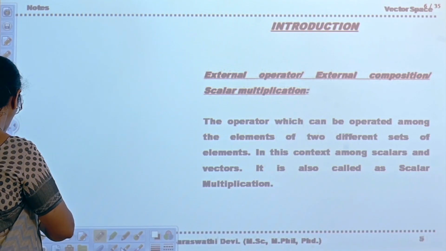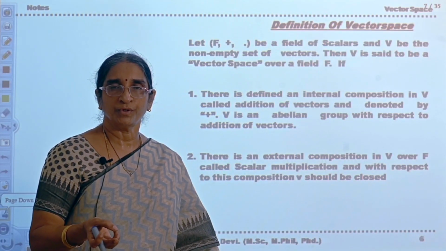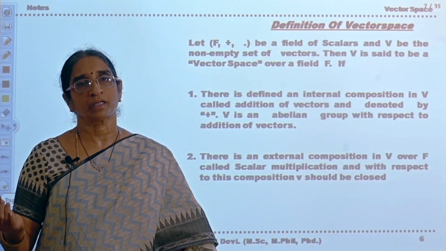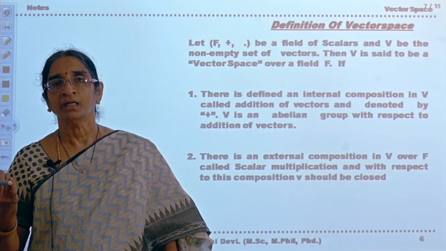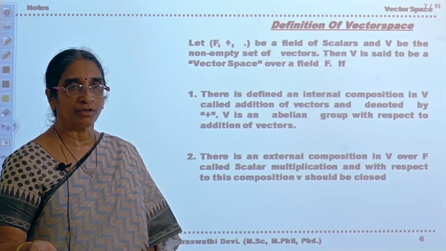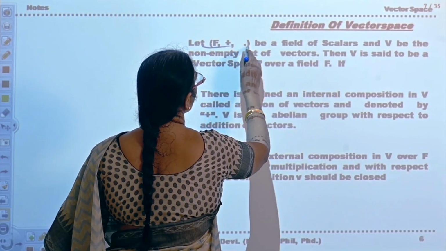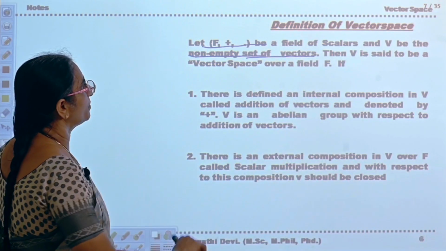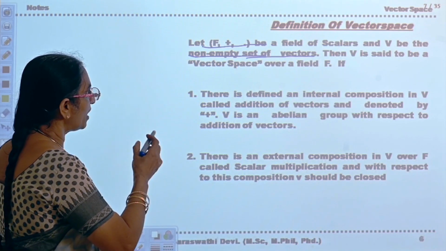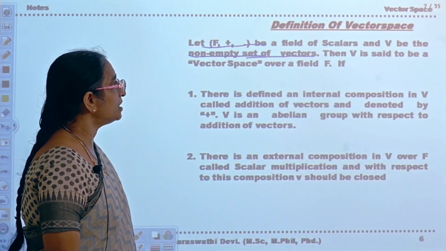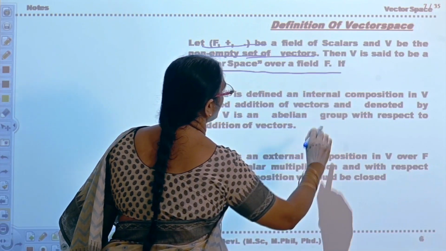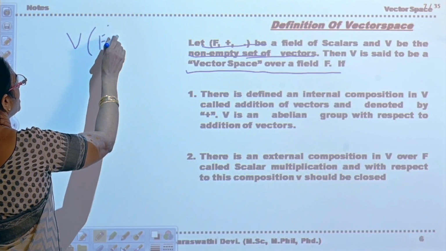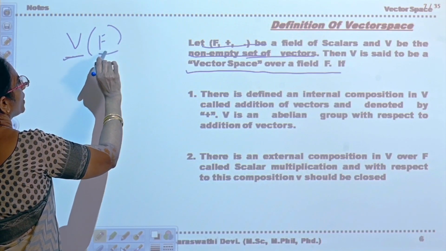Now you are able to know the internal composition, external composition, what is a vector, what is a scalar, and what is a field. Now we will define a vector space. In order to define a vector space, you need a field and a non-empty set of vectors. Let F plus dot be a field of scalars and V be a non-empty set of vectors. Then V is said to be a vector space over a field F, and it will be written as V of F.